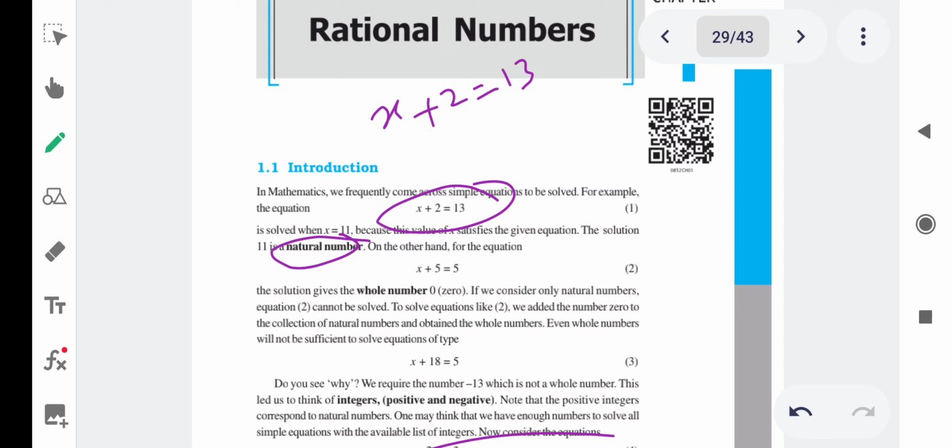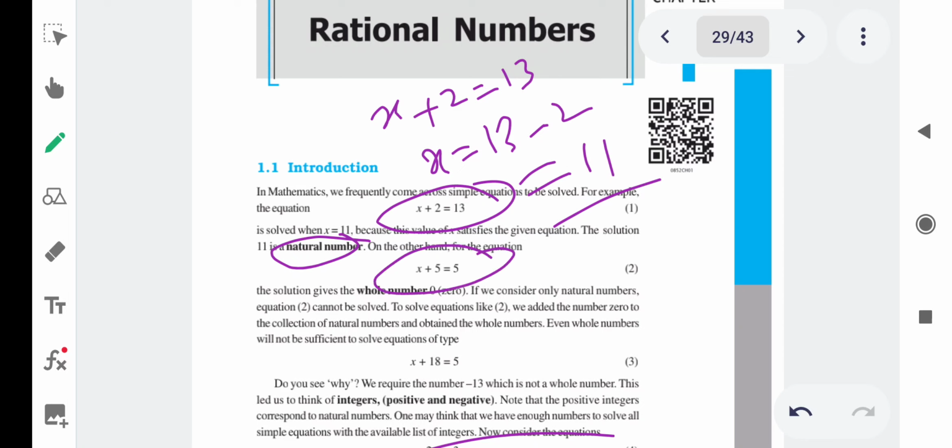Naturally, x will be equal to 13 minus 2. So it is 11. So 11 is the answer. So x plus 2 is equal to 13 is a linear equation that is satisfied by substituting x is equal to 11. So we will come across so many situations like this. Okay. Now suppose we have another equation like x plus 5 is equal to 5.